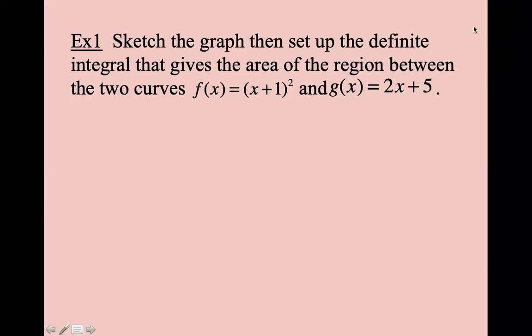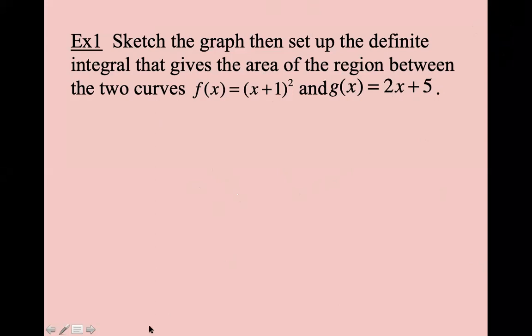So let's look at this first example. It says sketch the graph, and then set up the definite integral that gives the area between the two curves, f of x equals (x plus 1) squared and g of x equals 2x plus 5. So this first one is a parabola that's shifted 1 unit to the left of the origin. And here we have a linear function, slope 2 and y-intercept 5.